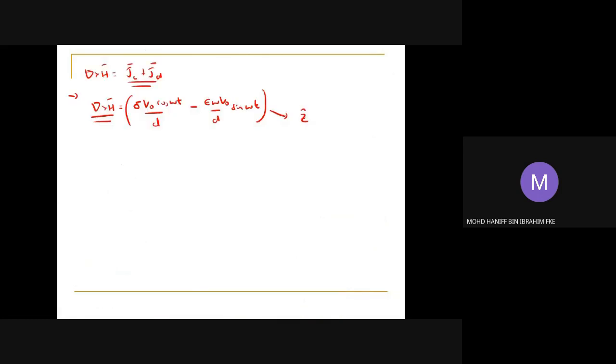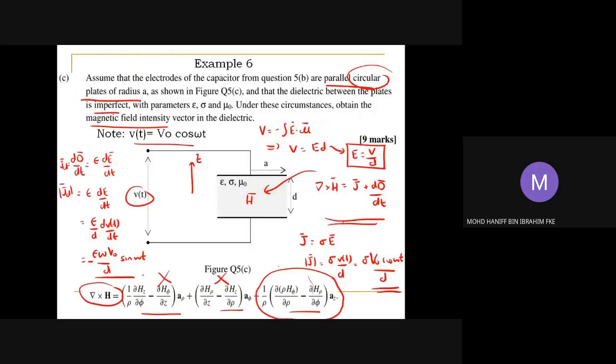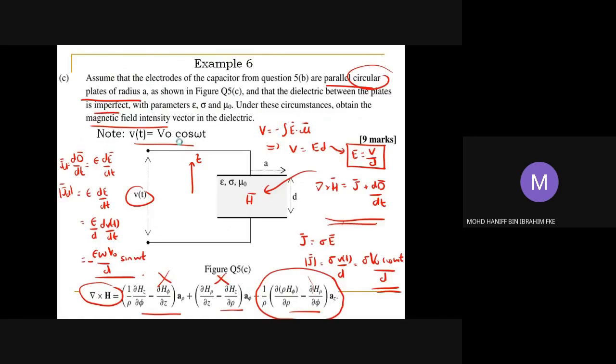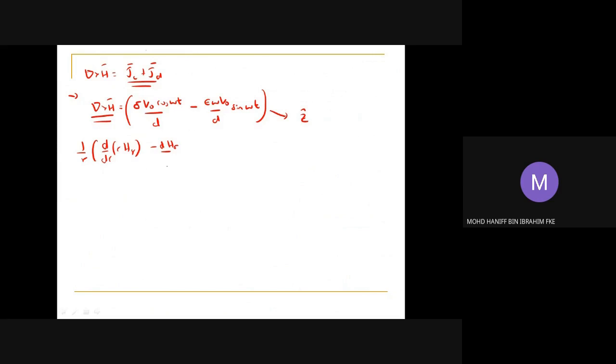So for that, we're going to have the left hand side to be 1 over R, d over dr of R H phi, minus dH R over d phi, equals to sigma V naught cosine omega t divided by d minus epsilon omega V naught over d sine omega t. Okay, this is the case.